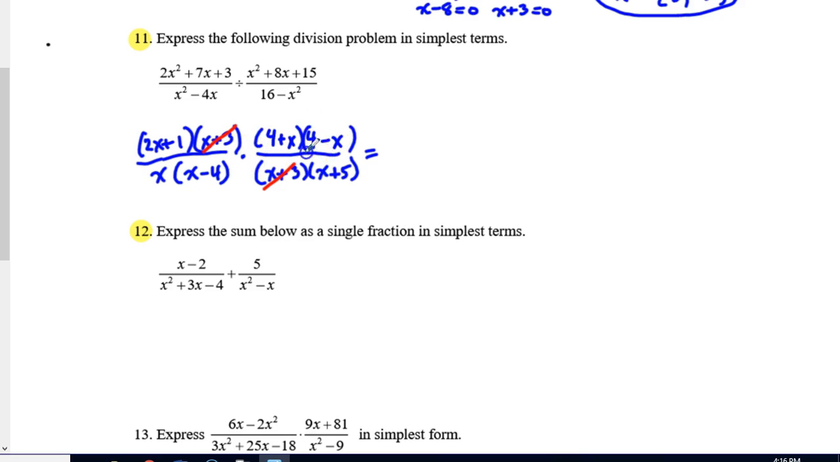4 minus x, however, does have a factoring relationship with x minus 4, they don't divide to be a 1 like the x plus 3's did. They divide to be a negative 1. Where do you put the negative 1? I usually put it in the numerator. Could be put in the denominator, but it's probably more standard to put it in the numerator. So your final answer, negative 1, and then just write the remaining factors. No need to multiply them out. Why risk making a mistake, right?